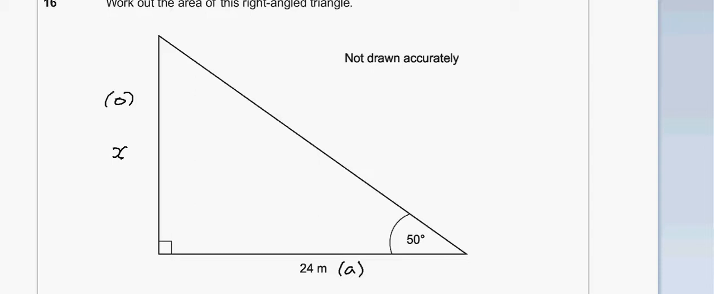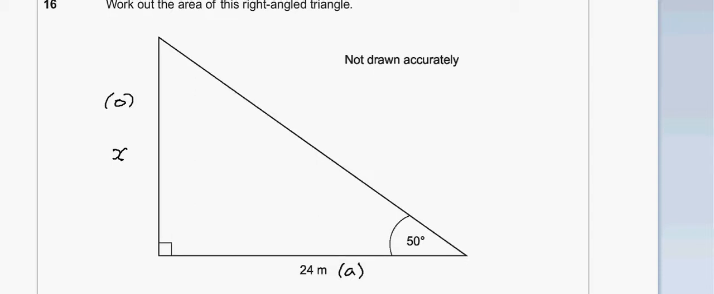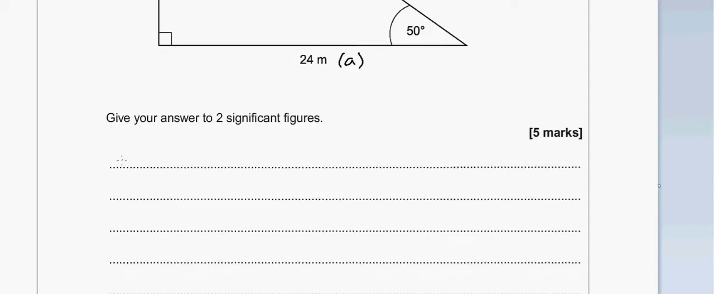Okay, not literally, but it's the TOA part. So I can say that tangent equals opposite over the adjacent. Okay, so now we can put this in. So tan 50 equals, now the opposite we don't know, that's what we're looking for, over the adjacent, which is 24.